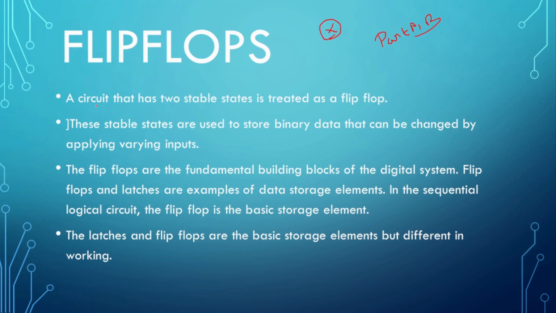A circuit that has two stable states is known as a flip-flop. The two stable states are represented as the present state and the next state. These stable states are used to store binary data, that is 0 and 1. Flip-flops are the building blocks of digital circuits. The main purpose of using a flip-flop is to store the data and to provide the next state output.